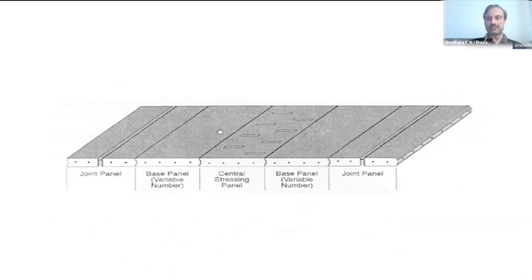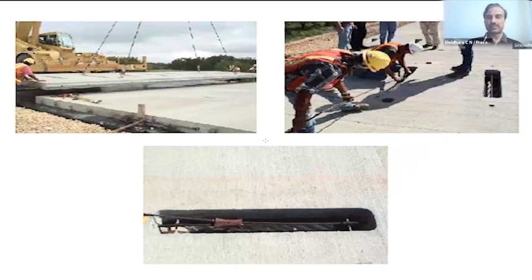Once it is erected, they will run the cables in the other direction. On this side anyway, prestress strands will be there, and in the other longitudinal direction the cables will run and they will post-tension in the pockets. And then they will grout. This is the erection, some pictures.